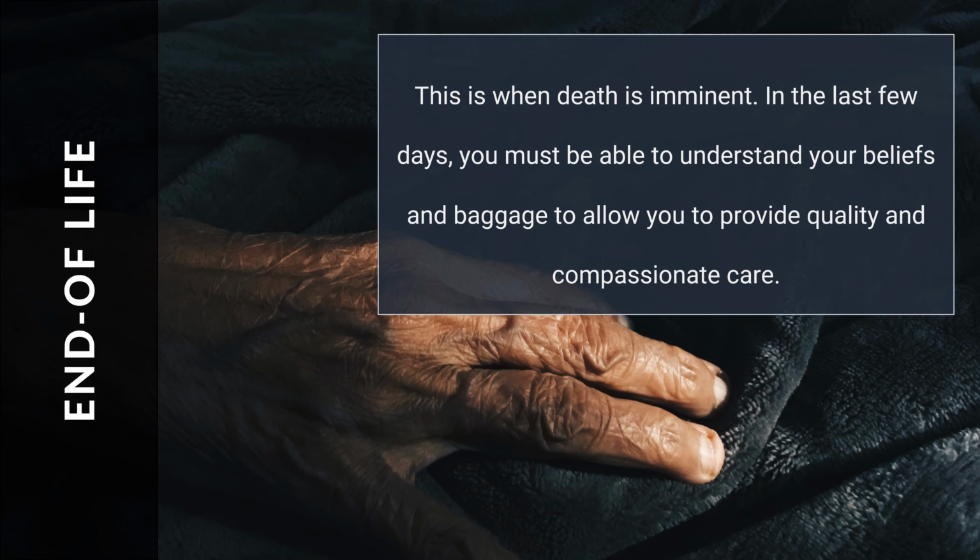PPS is palliative performance scale. It goes from 100% all the way to 0. It has different parts to it. I have it in other videos. If you would like to review it, that would be good. But at the end of life is when death is imminent. These are the last few stages. And you must be able to understand your beliefs and baggage to allow you to provide quality and compassionate care.